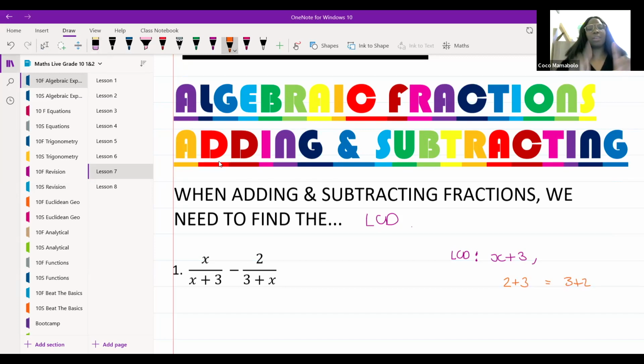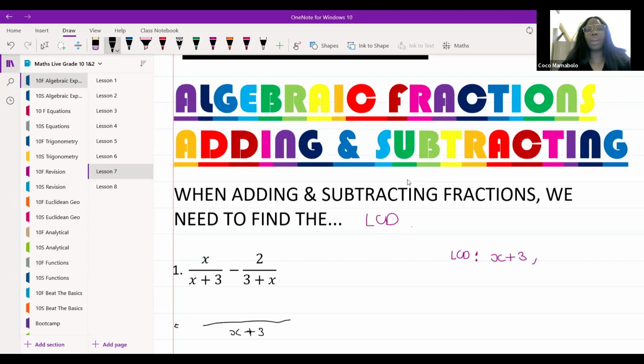It doesn't really matter which way we put them as long as they're both the same sign and as long as we're adding, because whole numbers are commutative under addition. So yes, we should be able to do that. Okay. So I know that my LCD is going to be exactly the same. So I'm going to write x plus 3 over there.